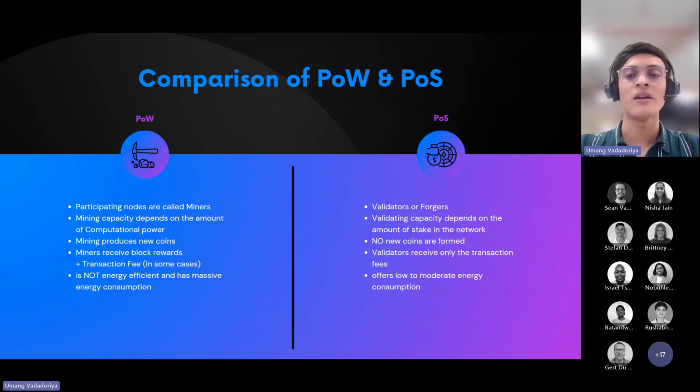In proof of work, miners generate new coins as rewards for their mining efforts, contributing to the inflationary supply of the cryptocurrency. In contrast, proof of stake does not create new coins through the consensus mechanism. As for the rewards, proof of work miners receive block rewards and the transaction fee for validating a transaction and adding the block to the blockchain. In proof of stake, validators only earn transaction fees for their participation in block validation. They don't receive any block rewards.